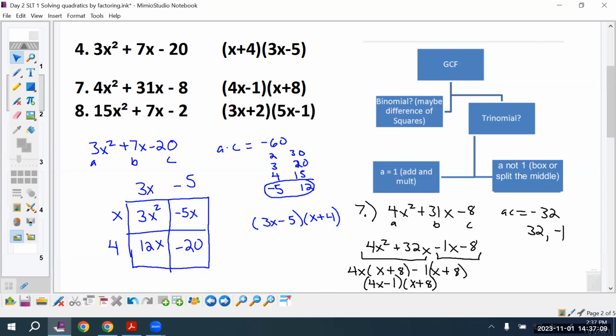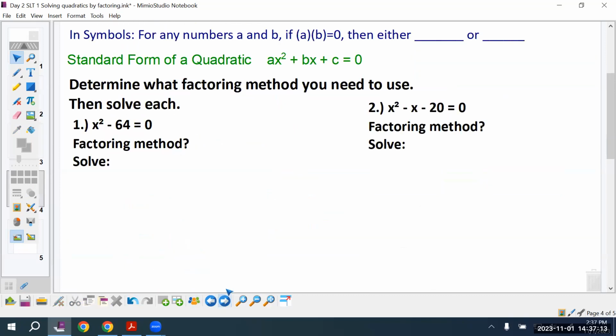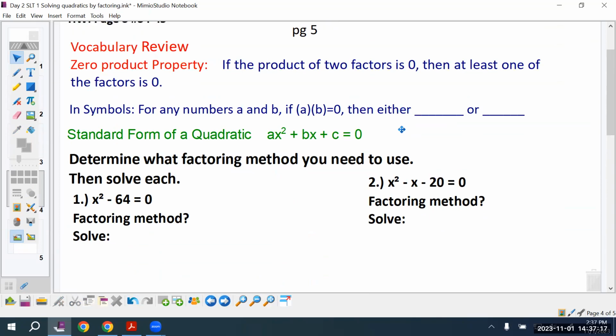All right, so the reason we go through all of this is so that we can solve. Okay, go ahead, if you're in my class, turn to page 5. You don't have this at the top. It's review. You can write it down, pause the video and write it down if you want.